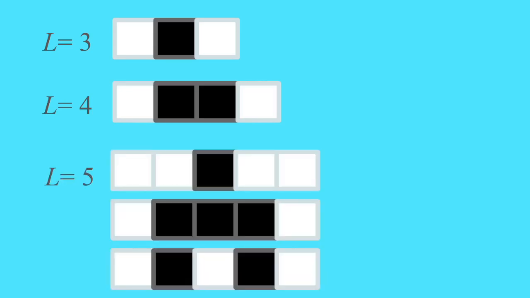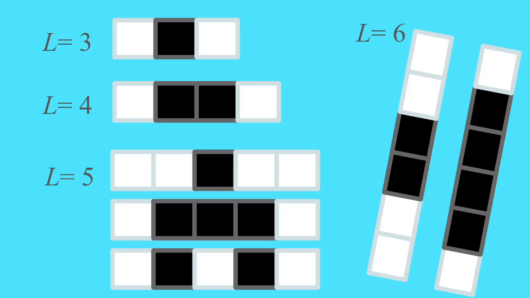For 5, it's a little more interesting. You have these 3 different patterns. One where you have a post of length 2, and the edge is length 1. The next one where the post length is 1, and the edge length is 3. And finally the last one where every length is 1. For 6, there's only 2 ways.